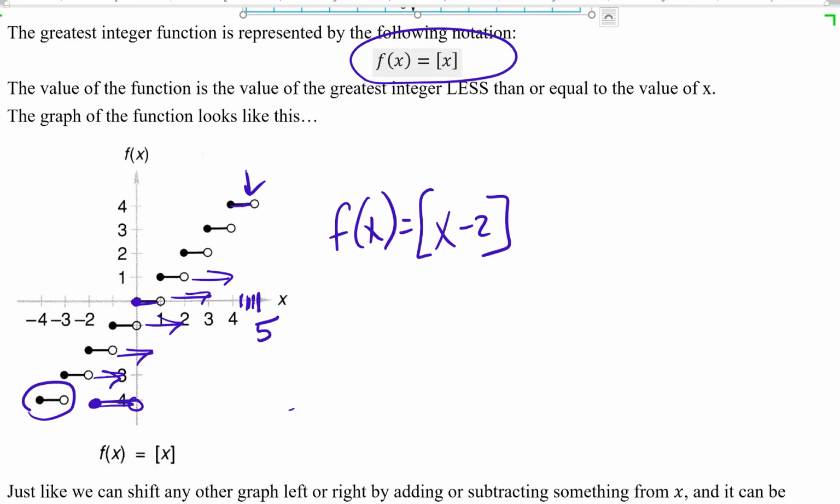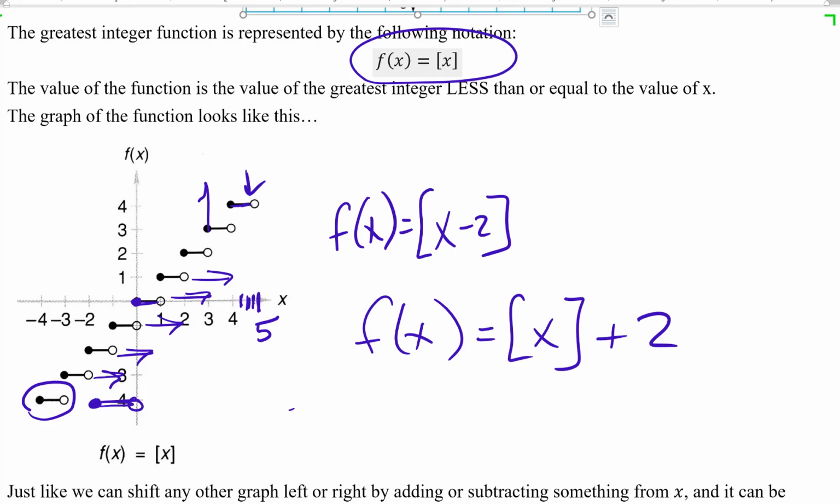Okay, or you could add something to the whole function, like greatest integer of x plus 2, and that would make all these guys move up 2. All these little horizontal lines. So you can move this function around the same way you can any other function. But that is called the greatest integer function.